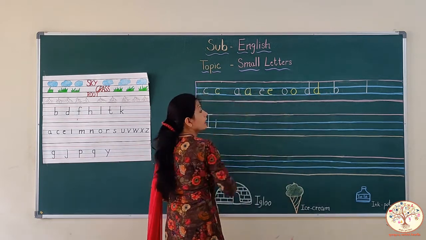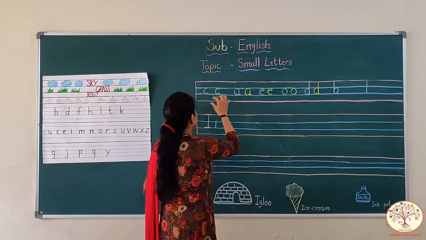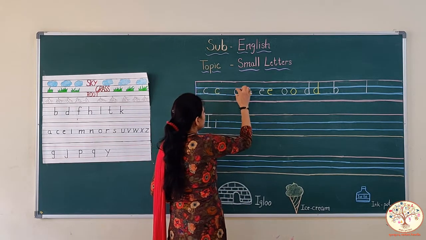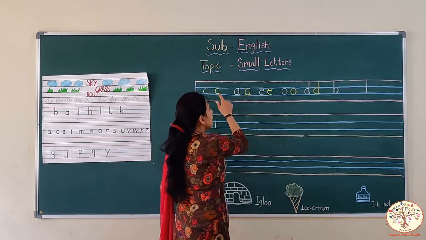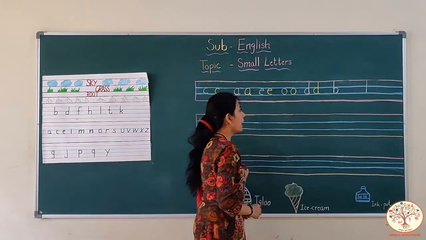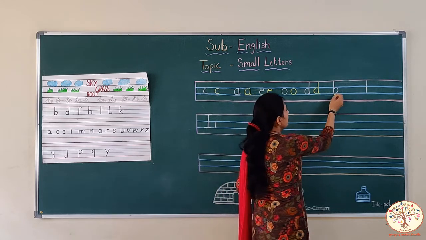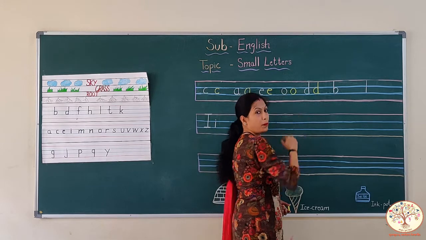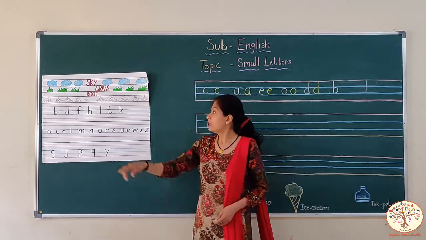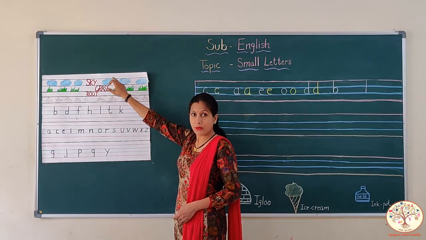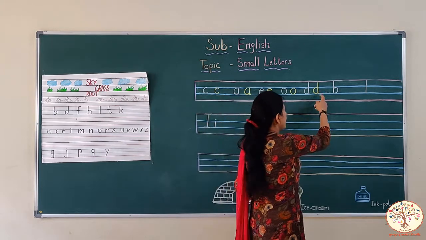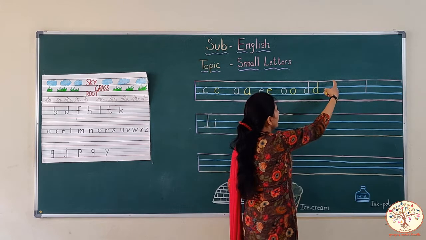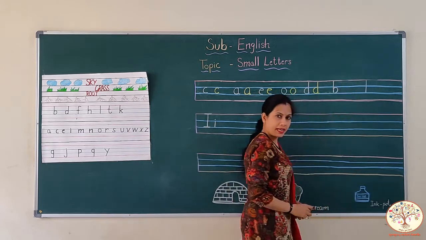These letters were grass letters. We write these letters from second line to third line. This is grass line. Okay. These are grass letters. And D, B and L, these letters touch the top line. I told you this is sky line. So these letters are sky letters because they touch the top sky line.